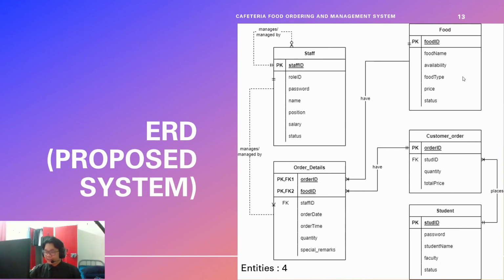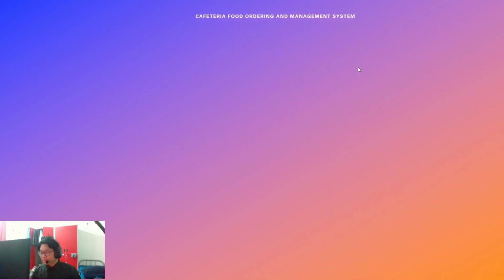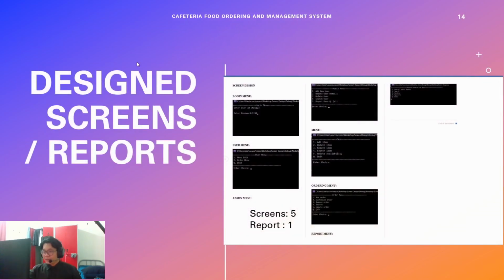Right, so for the ERD, you can see that here there is in total 4 major entities and 1 bridge. The 4 entities are staff, food, customer order, and student. For the design screen and reports, I've designed in total 5 screens and also 1 report screen. The 5 screens are just the login menu, user menu, admin menu, the normal menu, ordering menu, and also the report menu.